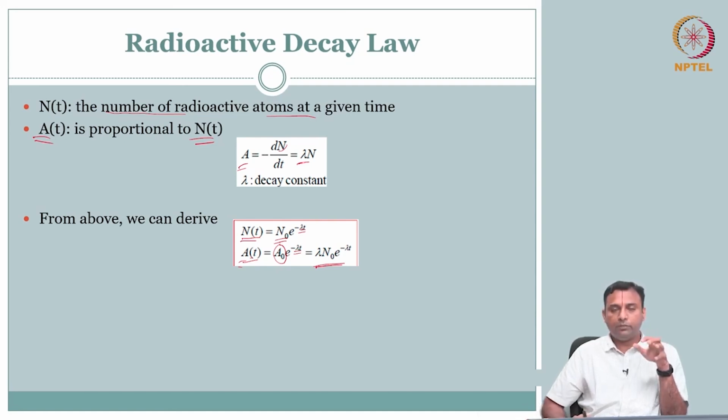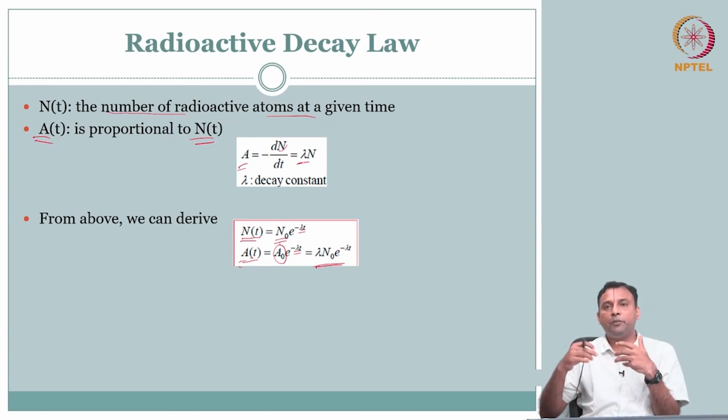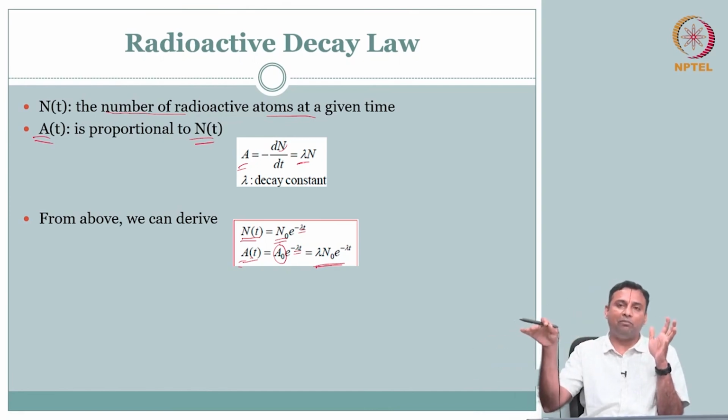Clear? So this means you start with some activity, and it starts to decay. This is exponential, so it is never going to go to 0. There is some radioactivity that is always going to be there, but it will become insignificant after some time, and that depends on your lambda. What that time is depends on your lambda, which is the inherent property of that atom.